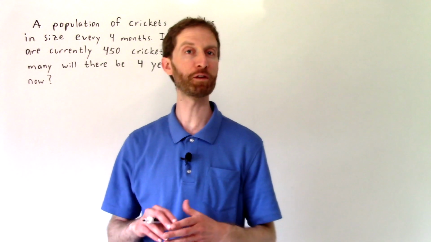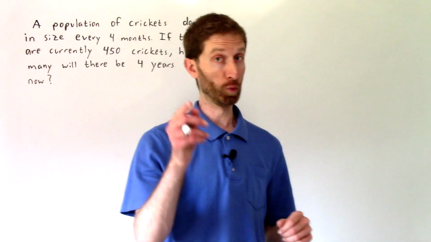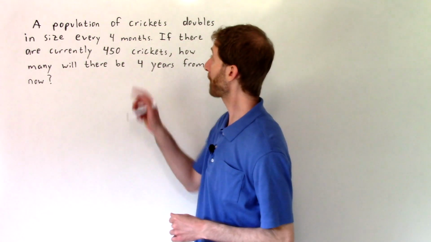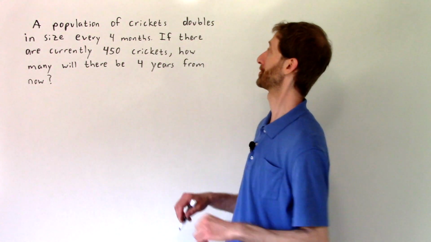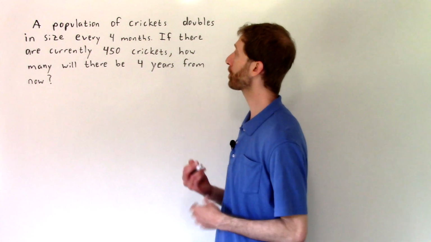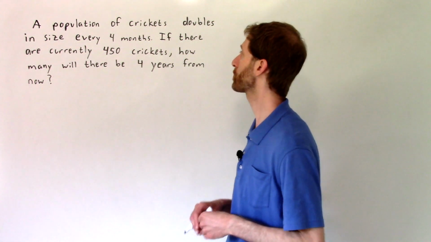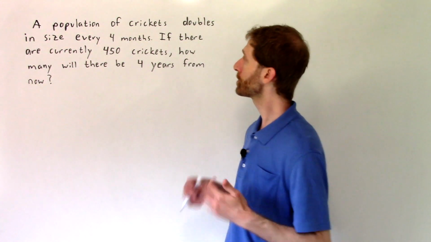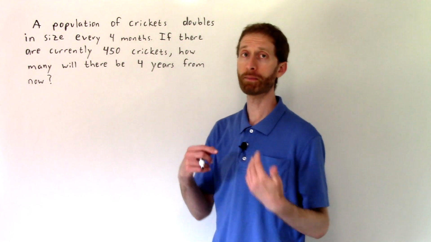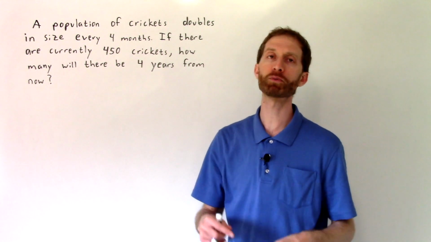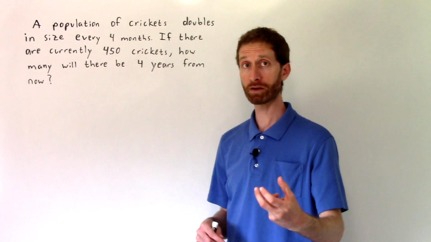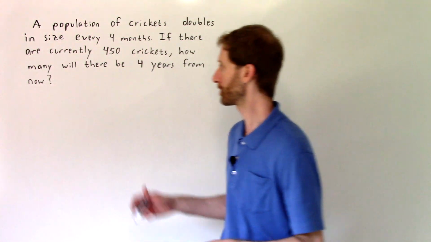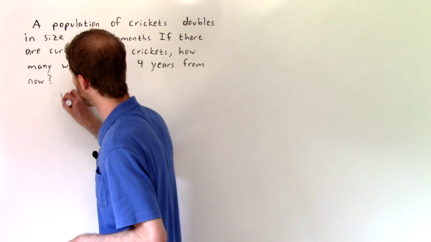And here we are on the flip side, as promised, with a word problem involving doubling values. Let's check it out. A population of crickets doubles in size every 4 months. If there are currently 450 crickets, how many will there be 4 years from now? So since we are doubling the amount, that means that we're repeatedly multiplying the total starting amount by 2, and repeated multiplication is exponential. So we'll start out with the exponential model.